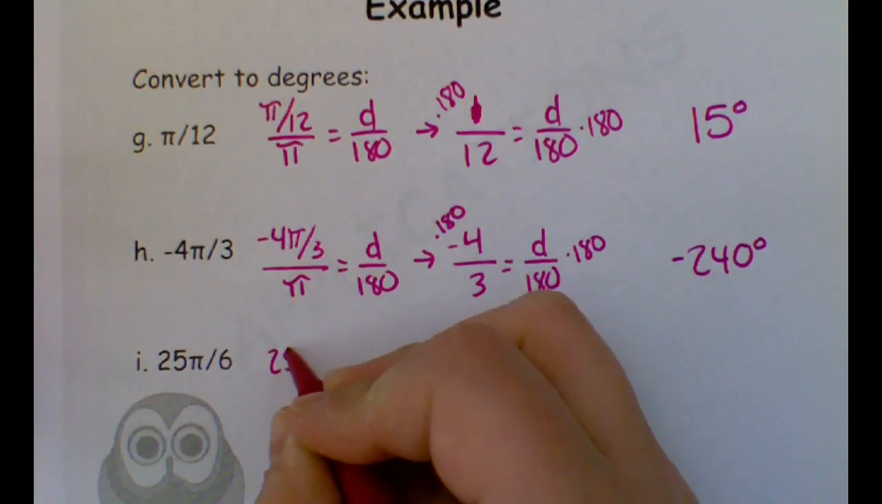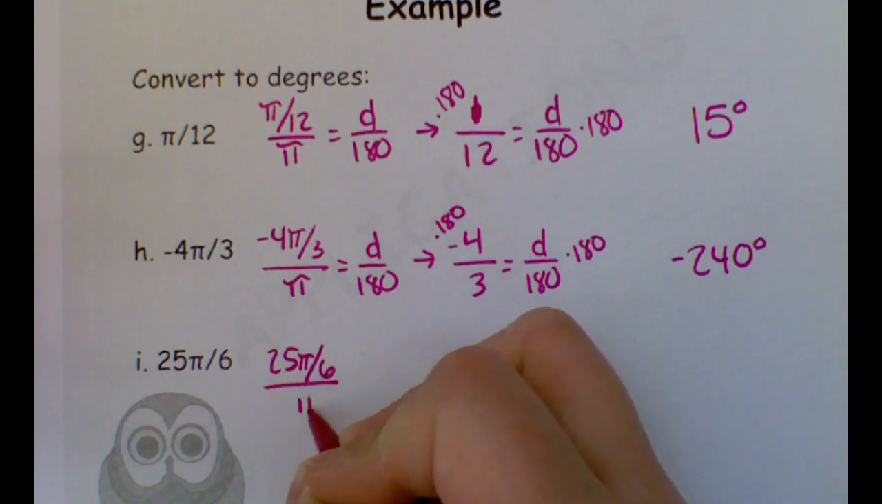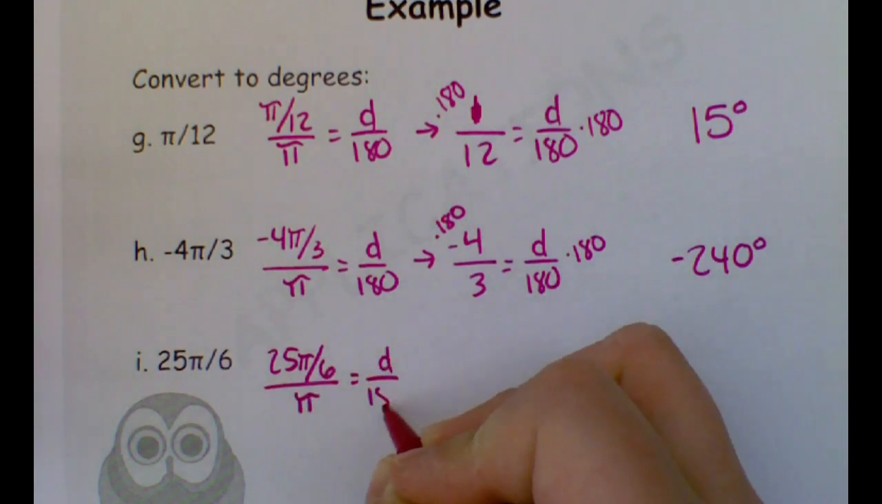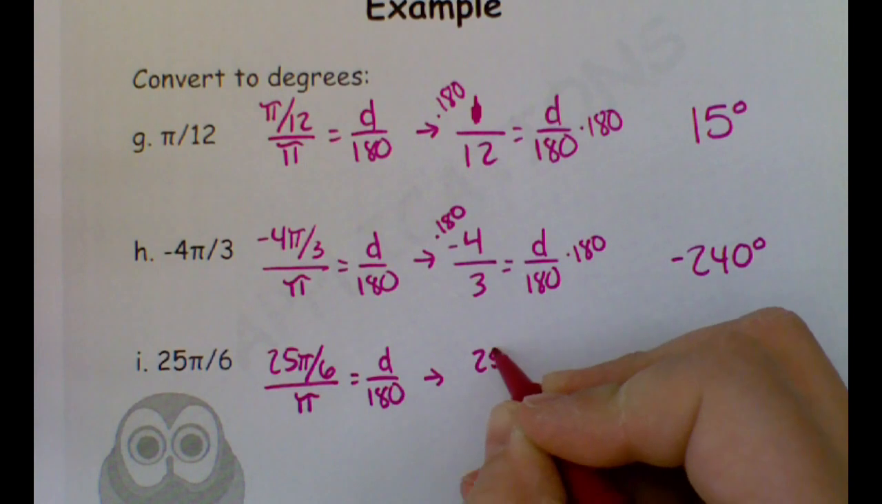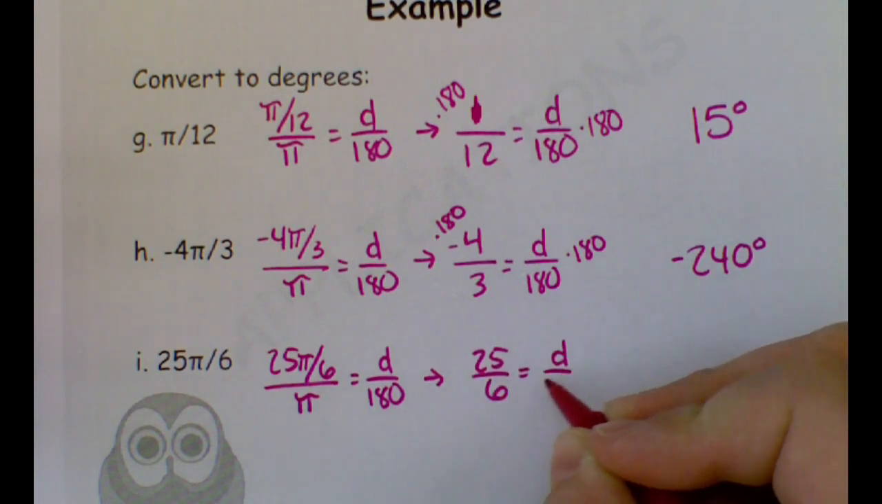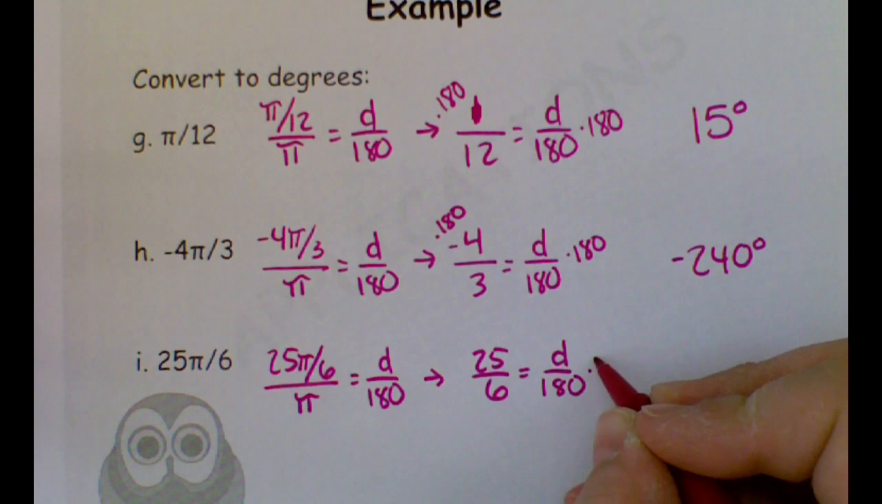And 25 pi over 6 over pi equals degrees over 180. Cancel those pi's, we have 25 over 6 equals degrees over 180. Multiply the 180.